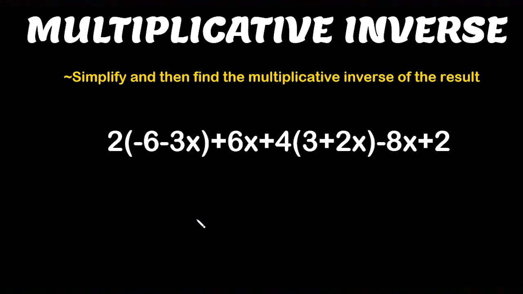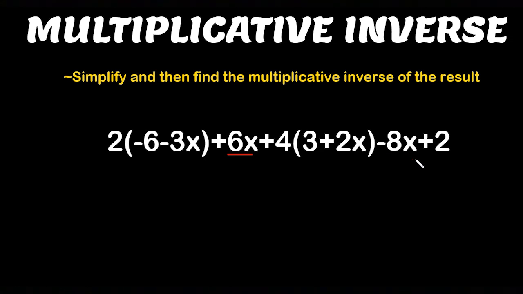You can see that they want us to simplify the expression first and then find the multiplicative inverse of the result. So what we want to do here is look at the expression. Are there any like terms we can combine? When I look inside the parentheses, I can't combine any like terms. But you may have noticed that I have a 6x here and a negative 8x here. If you want to combine those, you can. But I'm going to simplify this whole thing down, and then start combining like terms all at the end.